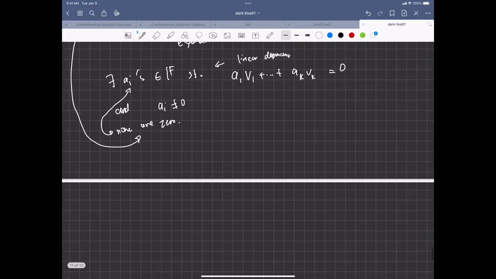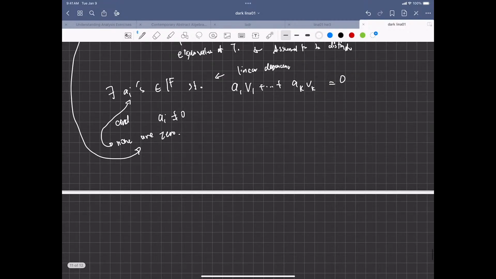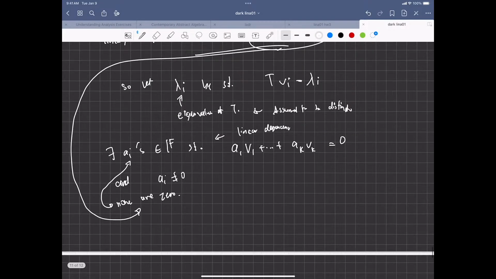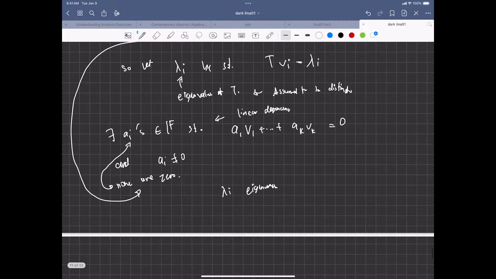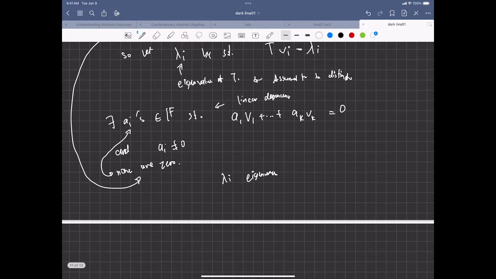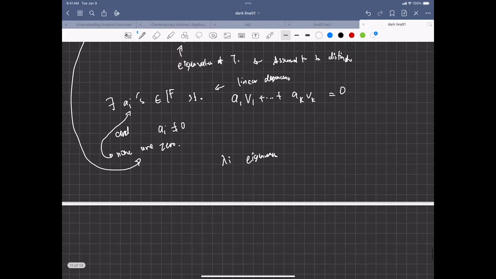Again, since each of these lambda i's is an eigenvalue, what can we do here? We quickly notice that for each, we can apply this operator. So apply this operator.